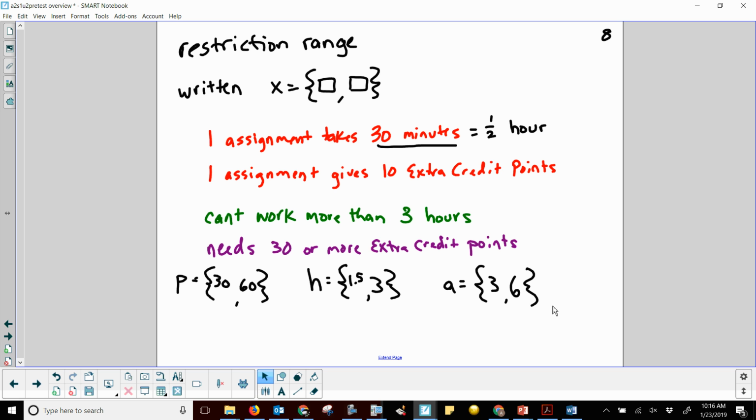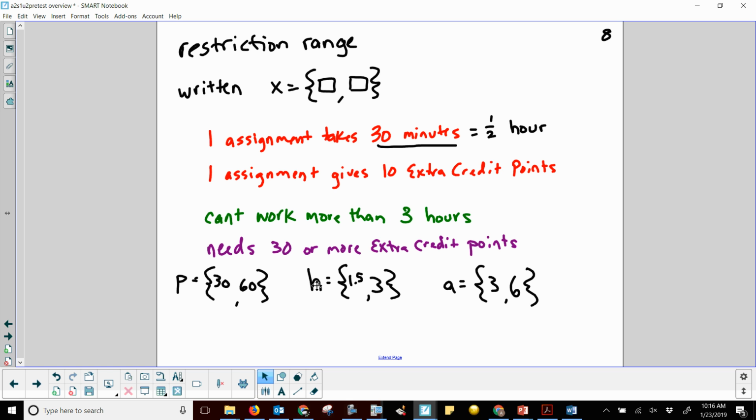So we have a couple scenarios. What's my range of points that I am satisfied with? Well, I need at least 30. So somewhere between 30, and if I can't work more than 3 hours, that's 6 assignments. And so 6 assignments would give me 60 bonus points. And you would write it. That's my restriction for the number of points.